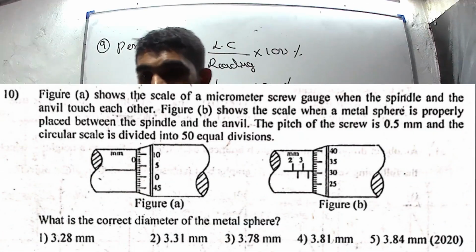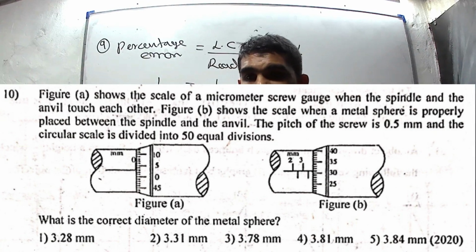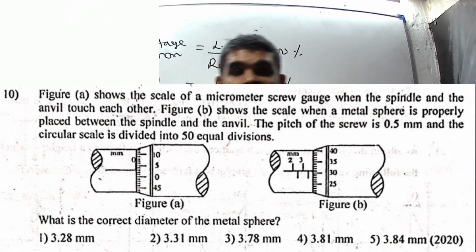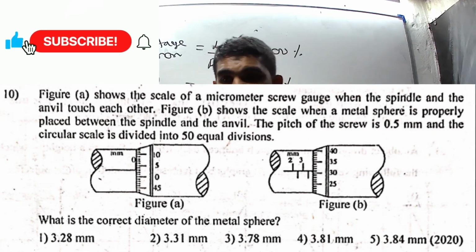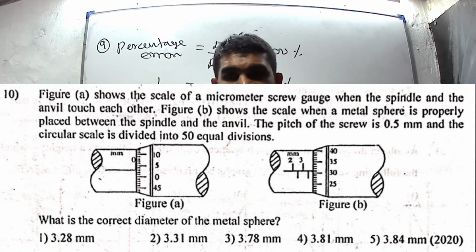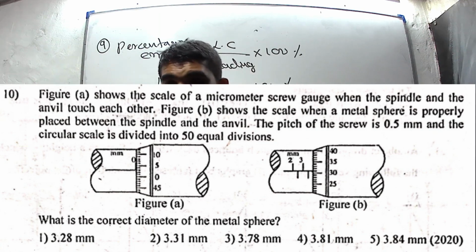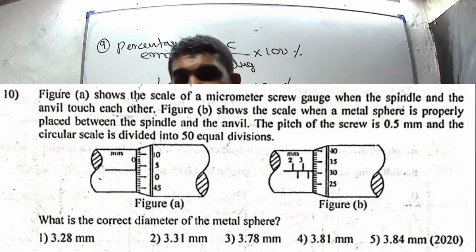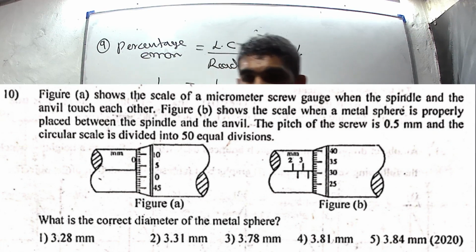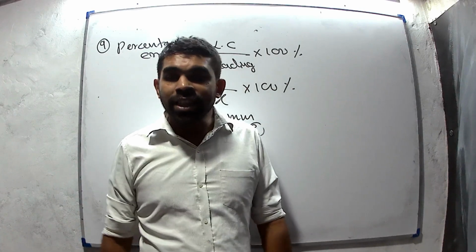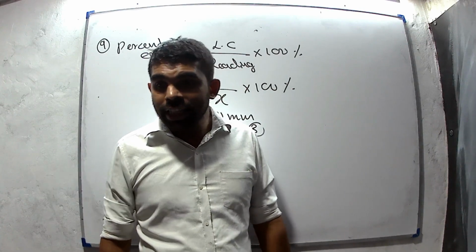Then question number 10. Figure A shows the scale of a micrometer screw gauge when spindle and anvil touch each other. Figure B shows the scale when a metal sphere is properly placed between spindle and anvil. The pitch of the screw is 0.5 millimeters and the circular scale is divided into 50 equal divisions. What is the correct diameter of the metal sphere? In the first diagram, there is a zero error. We have to consider it.